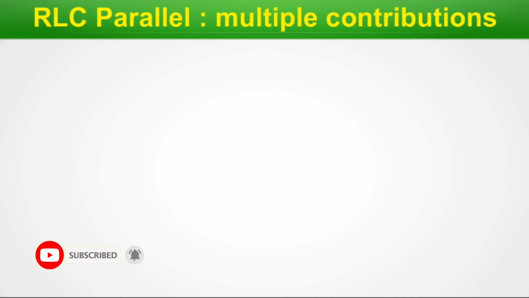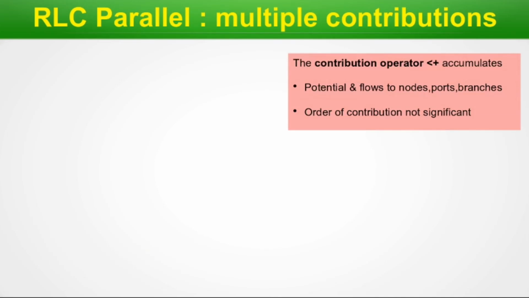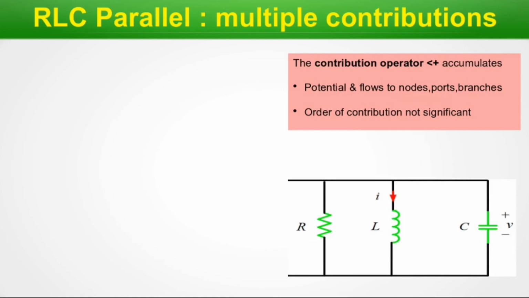The next example, RLC parallel. Here multiple contributions will be used. In the last slide, we talked about the contribution operator, that is less than and then the plus sign. It is called a contribution operator. It accumulates potential and flows to nodes, ports and branches. Order of contribution is not significant. So we can see multiple equations can be there in sequence, but the overall effect will be taken into consideration, not the sequence. So let's see the RLC parallel circuit.